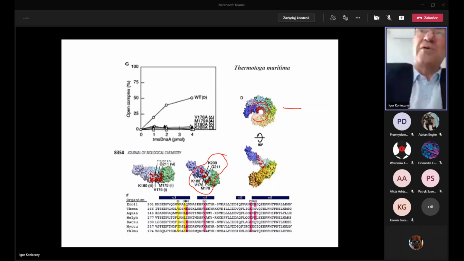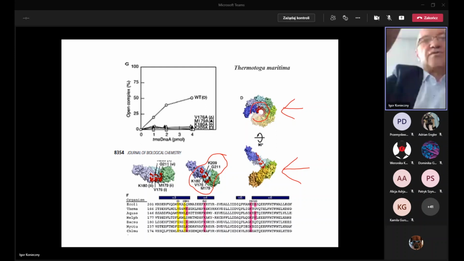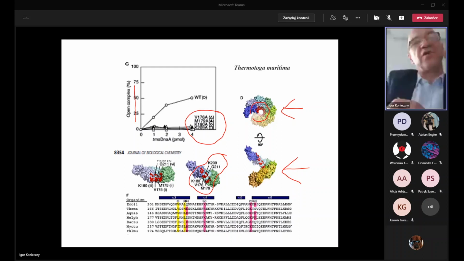It looks from in here as a channel, but you see that this is kind of extended, as this filament forms like an extended spring. Yes, and those residues listed in here resulted in a non-functional protein, non-functional in terms of open complex formation, which was not present with those mutants. So this initial unwinding of double-stranded DNA was impossible.